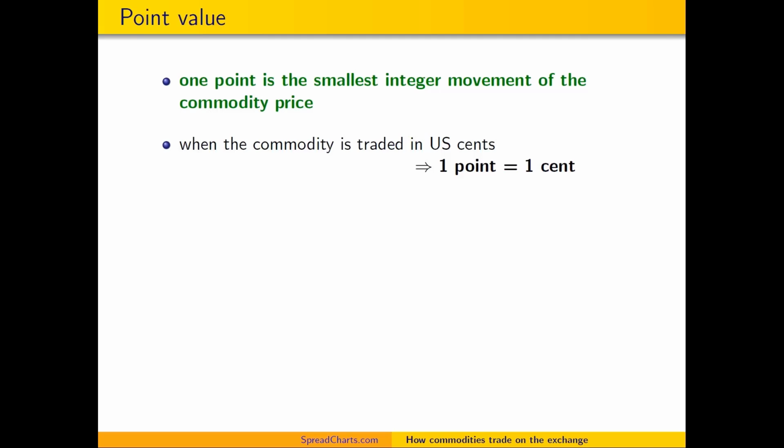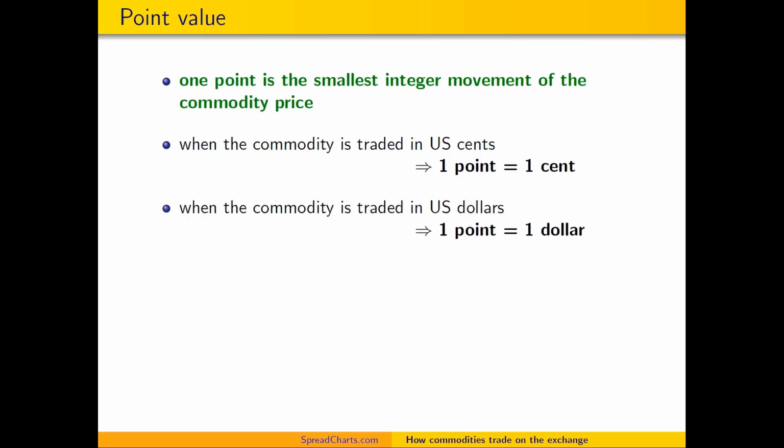1 point represents a change in price by 1.0 on the chart. So when the commodity is traded in cents, 1 point equals 1 cent. And if the price of the corn goes up by 1 cent, it increases by 1 point. When the commodity is traded in dollars, 1 point is $1.